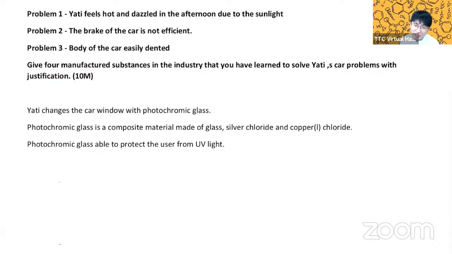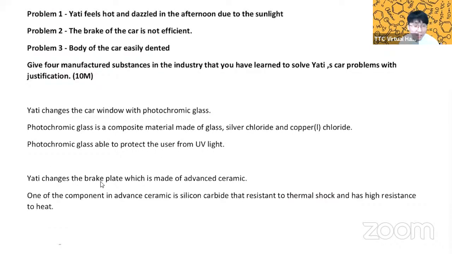Why not just order grab, don't drive? True. Okay, so from here, we're gonna change your brake plate, which is made of advanced ceramic. You can call it the silicon carbide. So one of the advanced ceramic components is called silicon carbide that is actually resistant to thermal shock and has high resistance to heat. Because usually when you watch F1 or racing competition, you see those brake discs turning into red color because they brake too hard. Their speed is so fast, they have to brake that efficiently, and it causes the brake disc to turn hot.